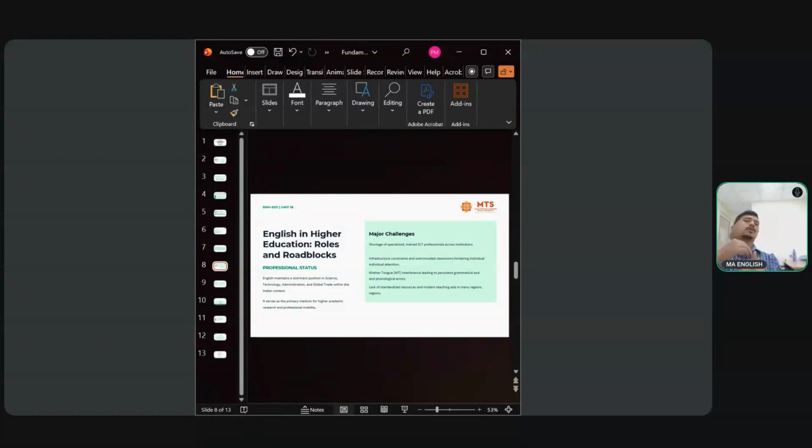Okay, so now let us talk about the roadblocks. The first and perhaps most critical challenge is the shortage of trained ELT professionals. Many people who teach English in India have a degree in English literature, but have never been formally trained in how to teach language. This is a significant problem. Teaching literature and teaching language are very different skills.